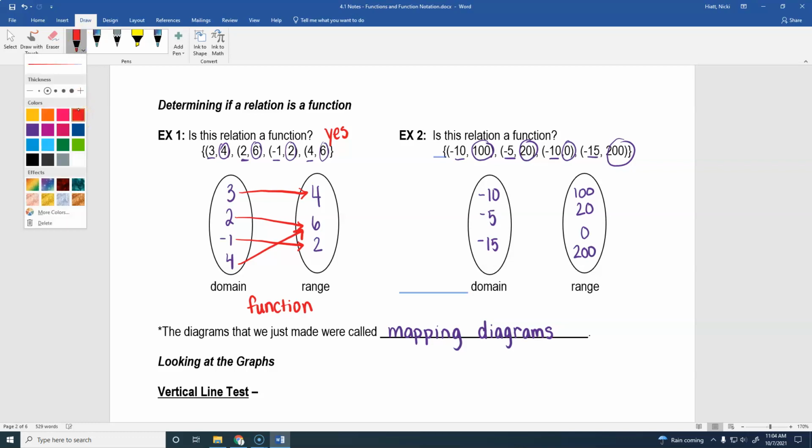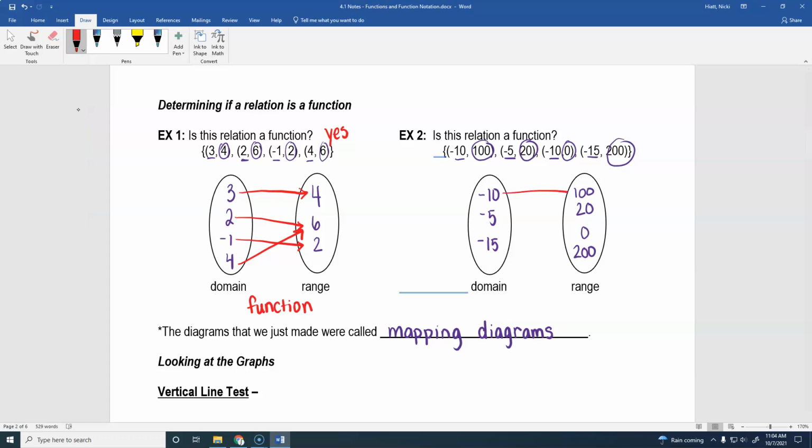And I'm going to draw an arrow for each pair that goes together. So negative 10, what's it go with? 100, because I've got the point negative 10, 100. What's negative 5 go with? 20. What's negative 15 go with? It goes with 200. And then I also have this other negative 10 right here. So negative 10 went with 100, but what else did negative 10 go with? 0.